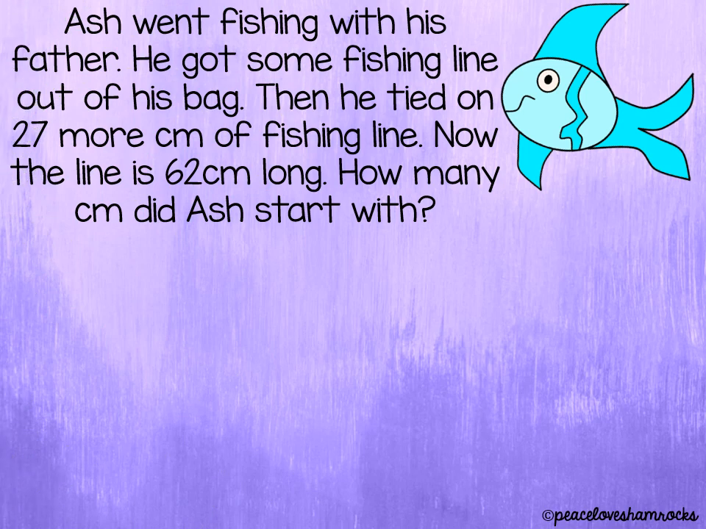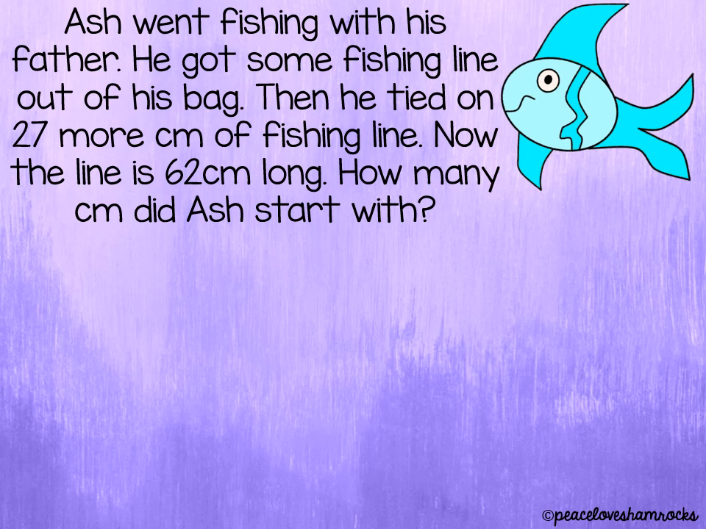Ash went fishing with his father. He got some fishing line out of his bag. Then he tied on 27 more centimeters of fishing line. And now the line is 62 centimeters long. How many centimeters did Ash start with? I'll read it again. Ash went fishing with his father. He got some fishing line out of his bag. Then he tied on 27 centimeters of fishing line. Now the line is 62 centimeters long. So how many centimeters did Ash start with?